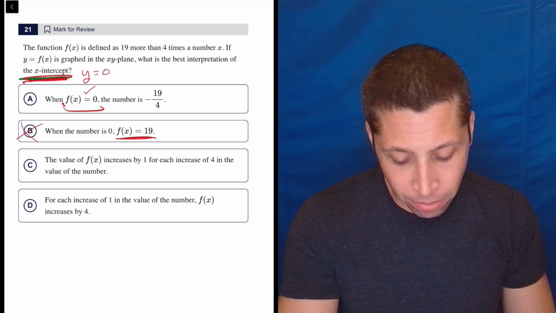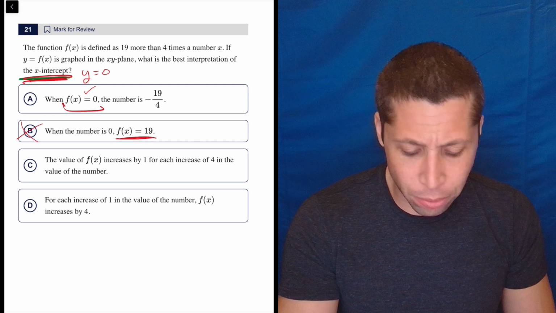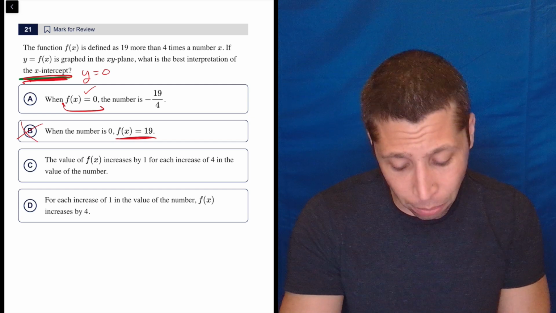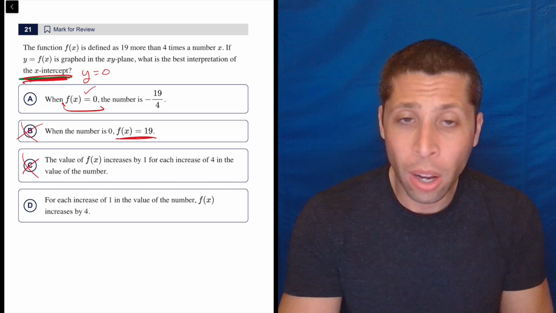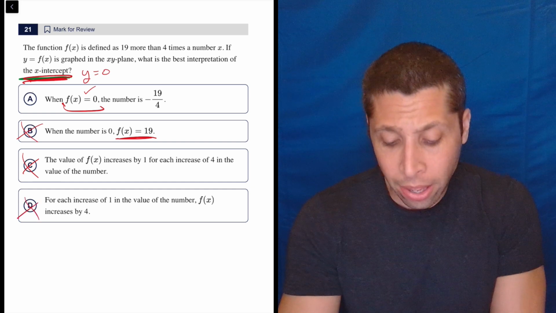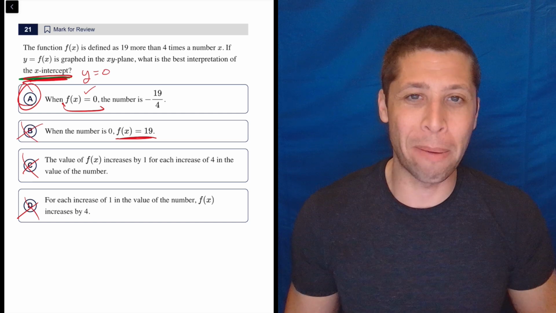So this goes away. C, the value of f of x increases by 1 for each increase of 4 in the value of the number. What does that have to do with y being 0? Nothing. D, for each increase of 1 in the value of the number, f of x increases by 4. What does that do with y equals 0? Nothing. The only choice that has anything to do with x-intercepts is A.